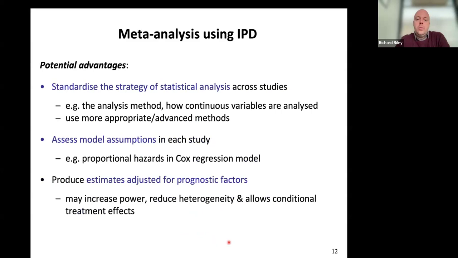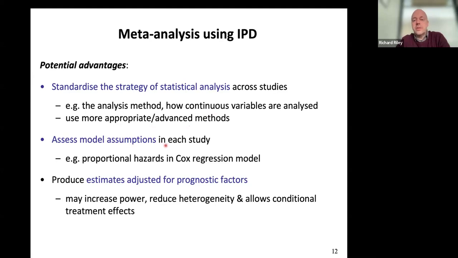Because we got the IPD, we're in control. Now, this is what I really like as a statistician. I am in control of the analysis. I don't have to worry about how it was done originally because I can redo the analysis. So this means I can standardize my analysis strategy. So rather than dichotomizing continuous variables, I could model them on the continuous scale. I could therefore use more appropriate, more advanced statistical methods, and so forth.